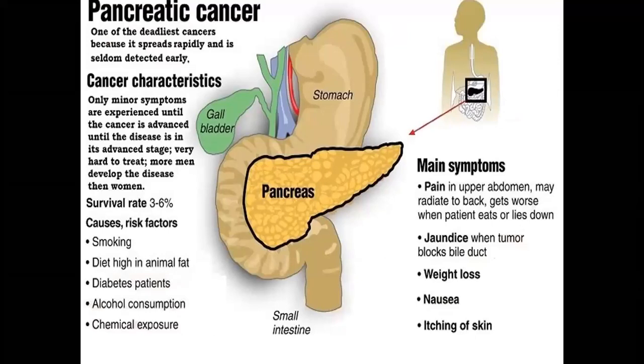Now, as we all say, pancreatic cancer is one of the deadliest cancers because it spreads rapidly and is seldom detected early. As I told you earlier, 50% we get in a highly metastatic stage. Now, what are the characteristics of this cancer? Only minor symptoms are experienced until the cancer is advanced in stage. Very hard to treat. More men develop the disease than women. And as I told you, the survival rate is only 3 to 6%.